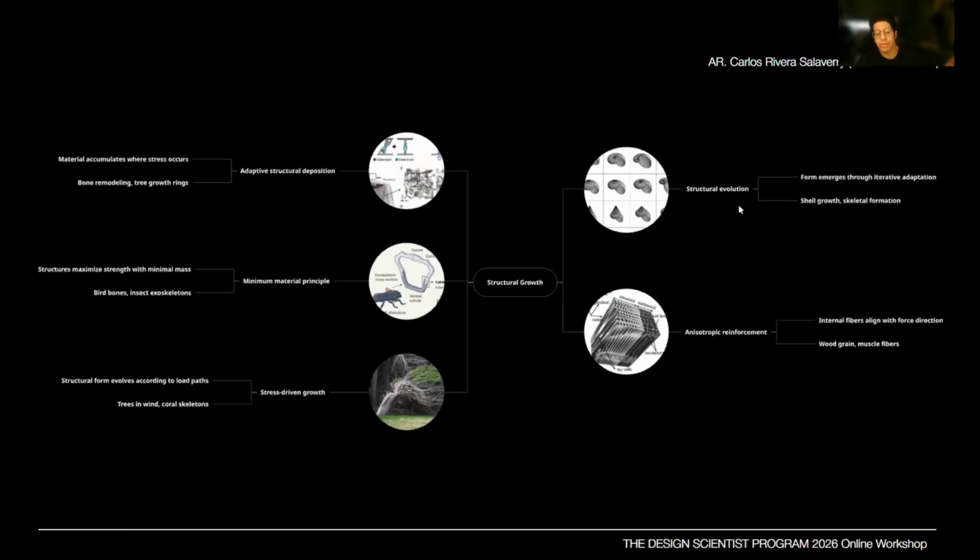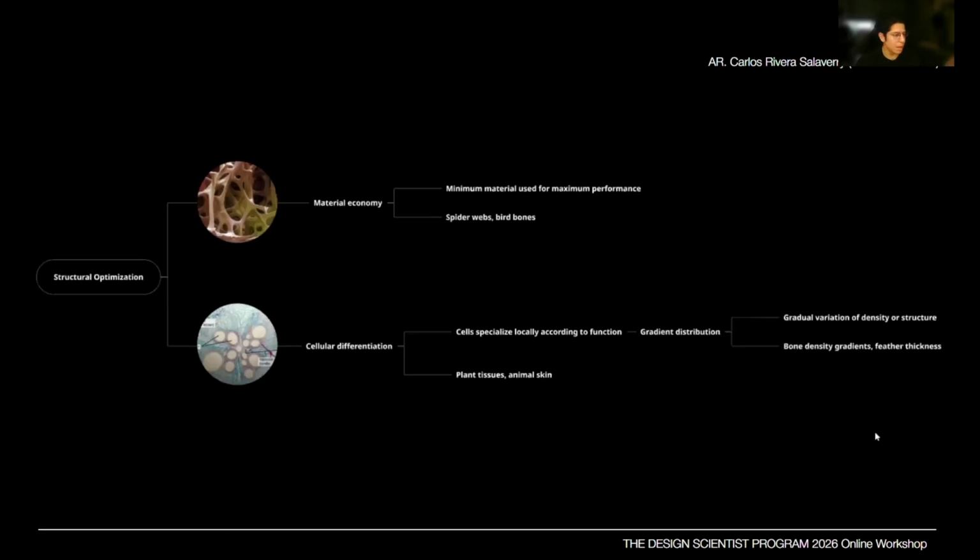The structural evolution, in which form emerges through iterative adaptation. We can see this in shell growth or skeleton formations. And also anisotropic reinforcement, which means internal fibers align with force direction. It's when we have a section, for example, of a tree. We see how these fibers are modified through time to align to force directions. And structural optimization, which is a very interesting one too, in which we talk about material economy, where you use minimum material to get the maximum performance. We see this in spider webs and bird bones as well.